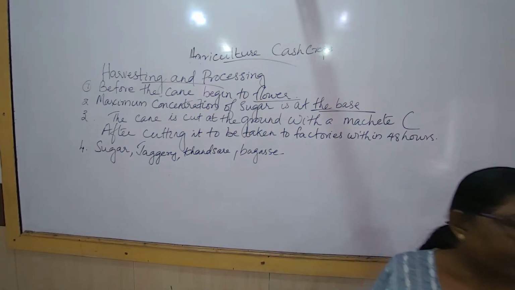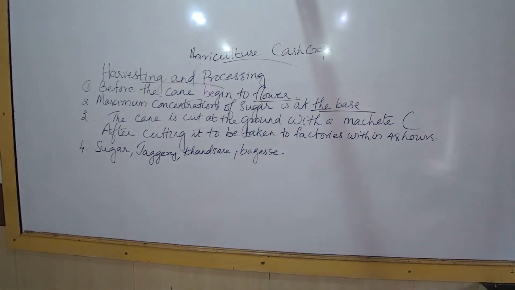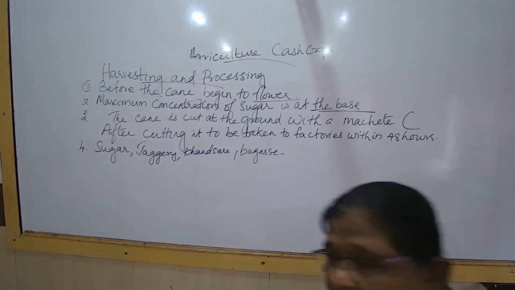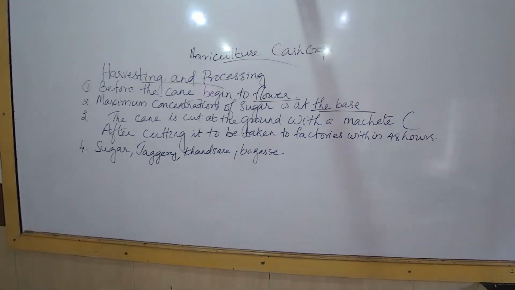This can be used for the paper industry. Okay. Bagasse is used for paper. Now, which all are the areas where sugarcane is produced?